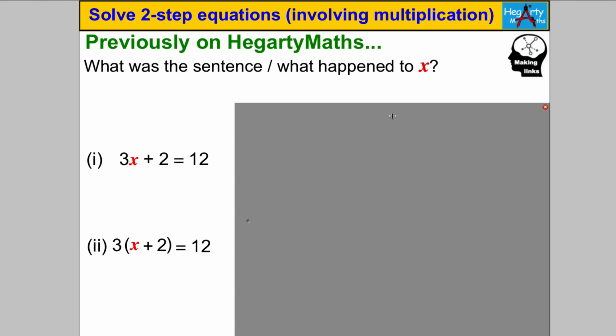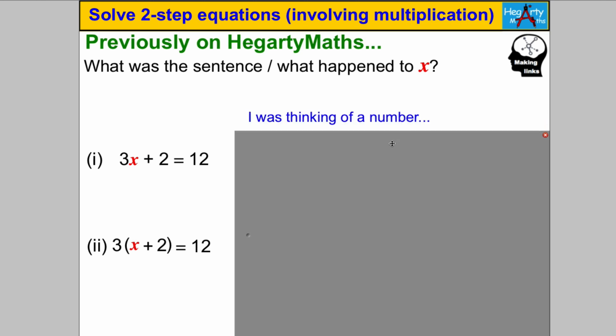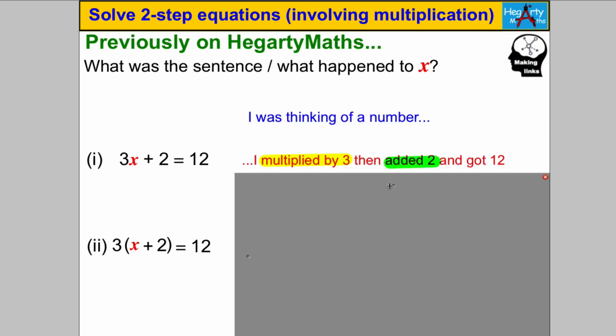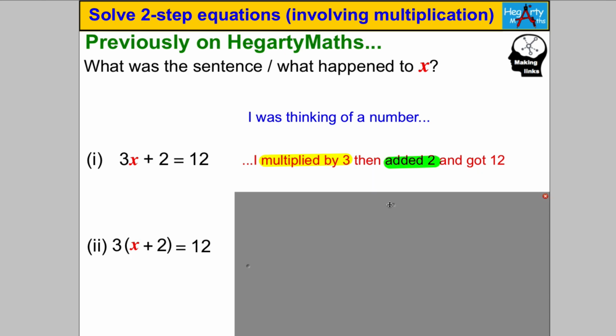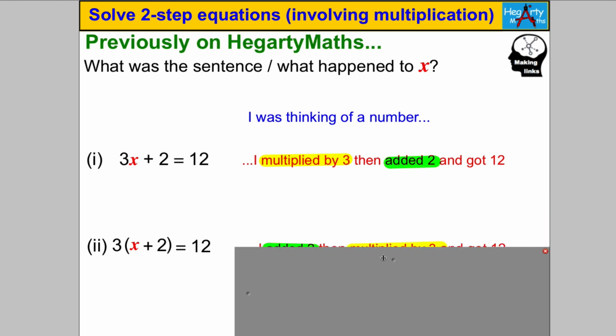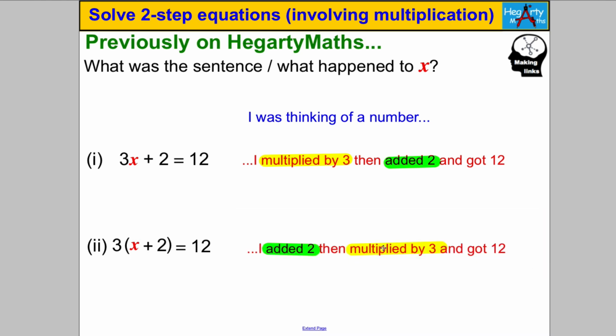Well, the first one would have been: I'm thinking of a number x, let's say, I multiply it by 3 first and then I add 2 and I got the answer 12. Whereas in this case, I would have thought of a number, added the 2 first and afterwards multiplied by 3 and got 12. So it's really important you know the difference between these two cases.